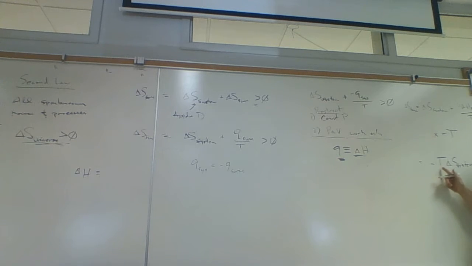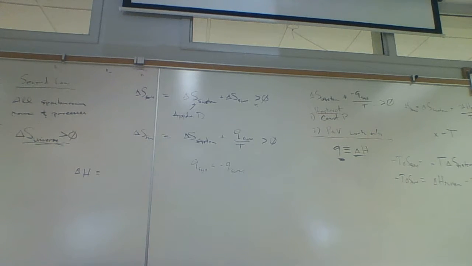And so when I multiply by negative T, I'm changing this also. I need to multiply this side by negative T as well. So this is going to be negative T times delta S of the surroundings. And I'm going to flip these around. So this is going to be delta H of the system minus T delta S of the system, and this is minus T delta S of the surroundings.